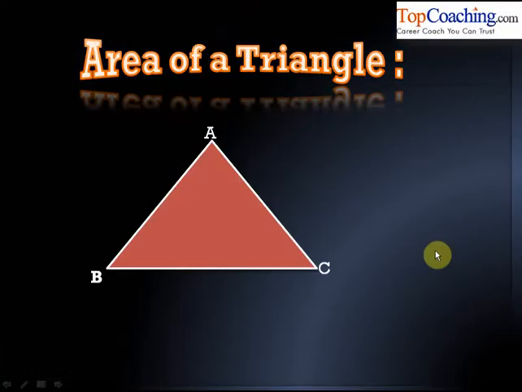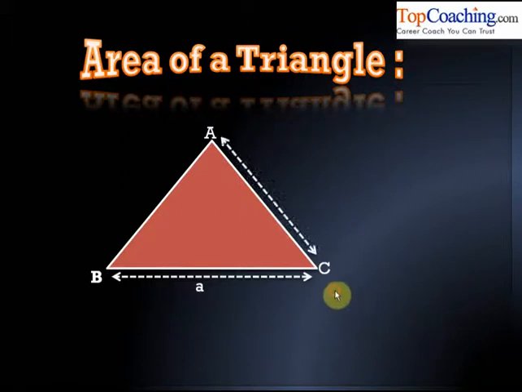Now, if we say that we have any triangle ABC and let us say that the length of BC is equal to A units, the length of CA is equal to B units, and the length of AB is equal to C units. So in this triangle ABC, we have BC equal to A units, AC equal to B units, and AB equal to C units.